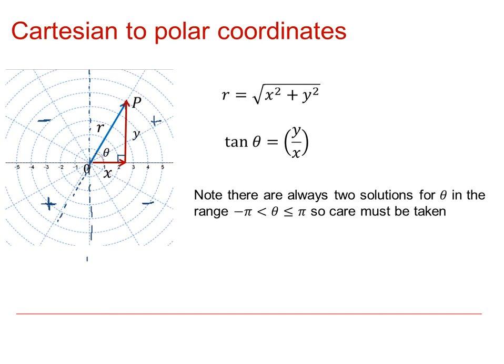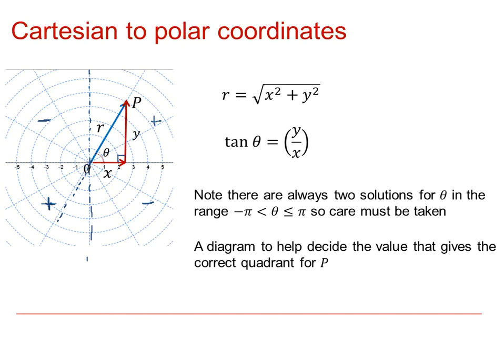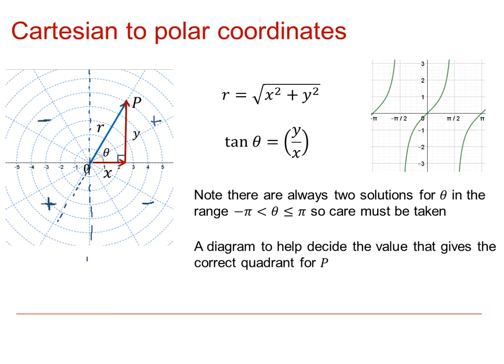So there are always going to be two values in this range from negative pi to pi, so we have to be a little bit careful. A diagram which tells us which quadrant we're in will help, and then we can use a quick sketch of a tangent graph to look at our two different values.